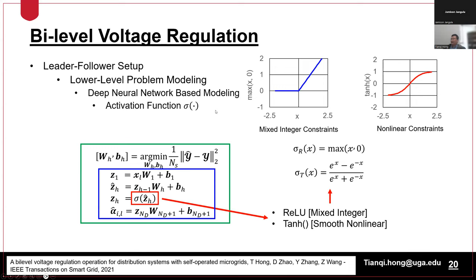of the single stage problem. Here are two examples. The first one is we can use a ReLU based method to convert the problem, which offers mixed integer constraints. We can also use hyperbolic tangent functions, which offer smooth nonlinear constraints. And after the training process, the weights and biases are the data we need to send to the host system to integrate into their models to convert the bilevel problem into a single stage problem.